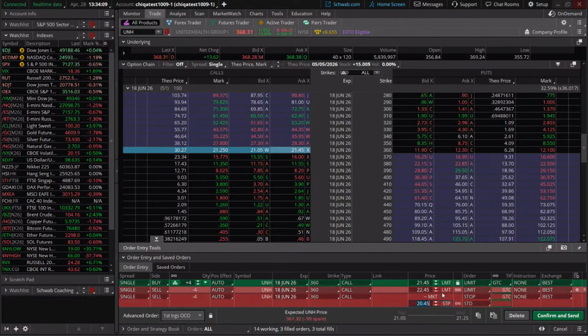I think we said roughly, was that 16? Yeah, that was roughly $16. And then our limit to the upside, this is just a theoretical price, but it can be used as a guideline for placing your profit target.